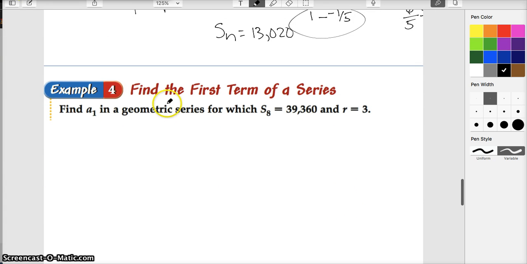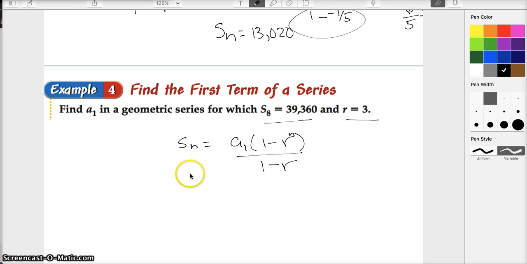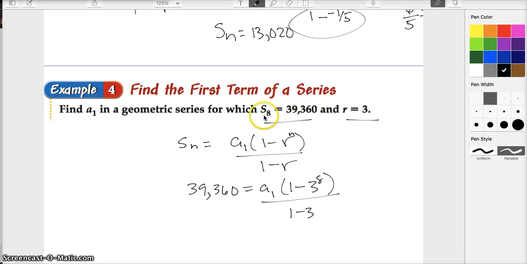So in this case, find the first term of a sequence. We'll find a sub 1 in a geometric sequence when we're given this information. And so you know what we're going to do. We're going to pull up that formula where a sub 1 is a variable, and we're just going to fight the good fight. So we're going to substitute and place the s sub 8 value here, 1 minus 3 to the 8th over 1 minus 3, and a is our variable.